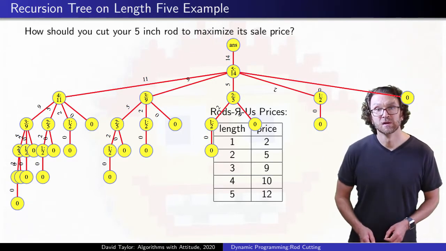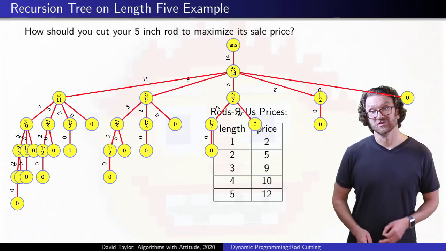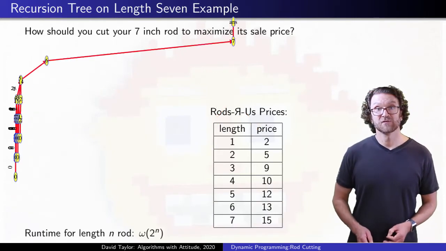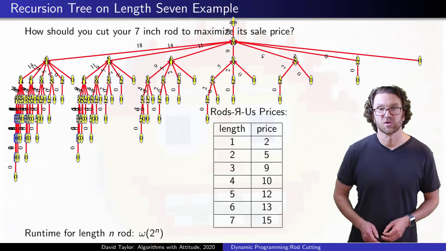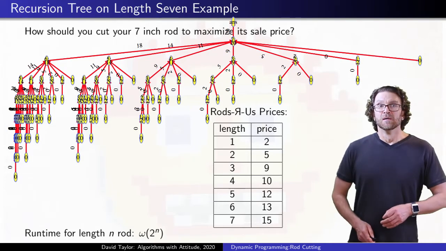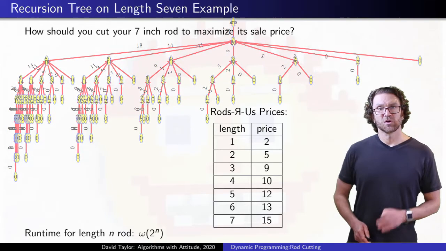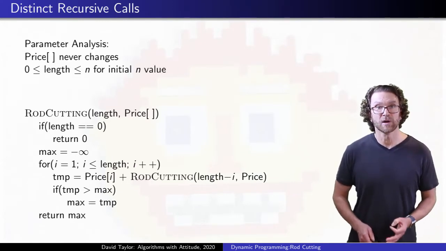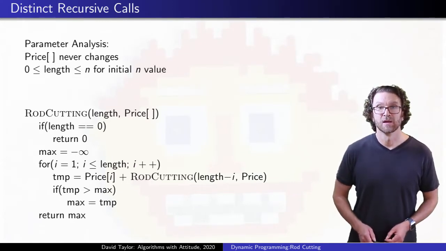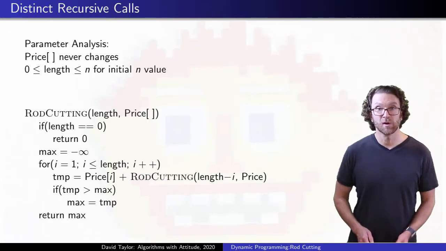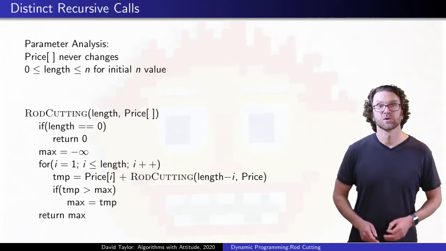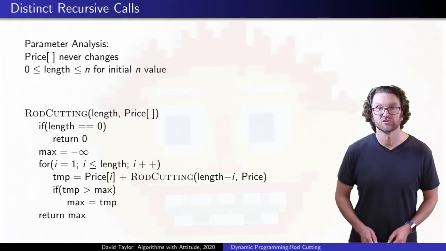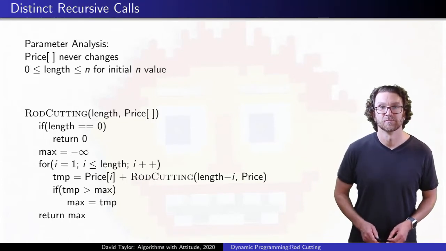While the tree for a rod length 5 isn't too big, for length 7, it starts to look a bit crazy already. But when we think about what the recursive calls look like, there's only one changing parameter. How much do you have left to sell? And that number is always an integer from 0 up to whatever you started with. So it can't have that many values, just a linear number of them.